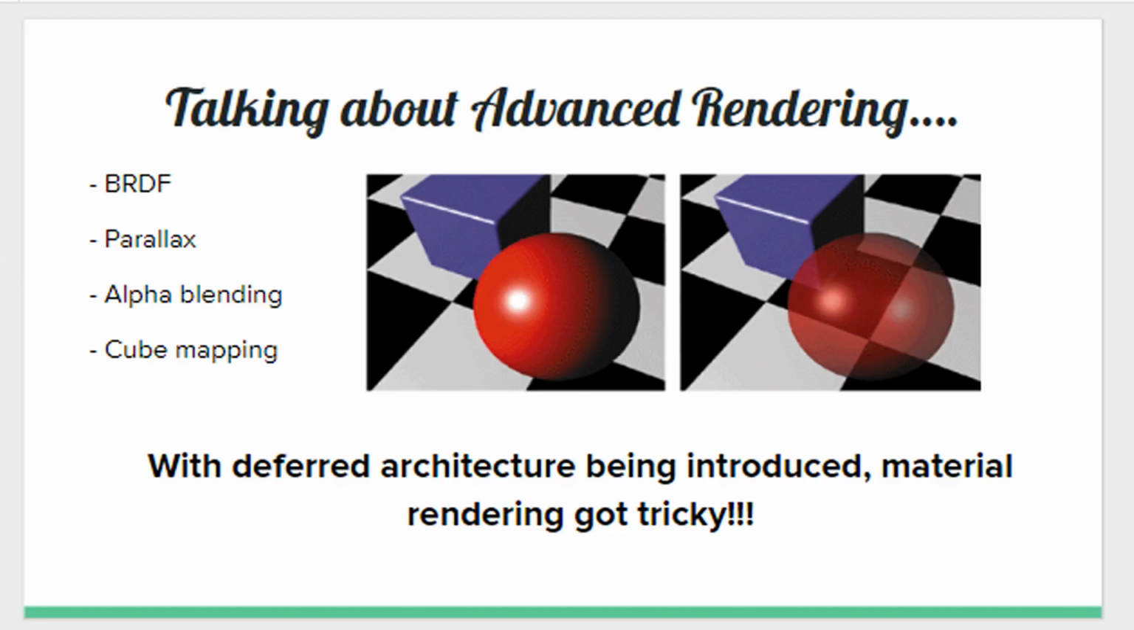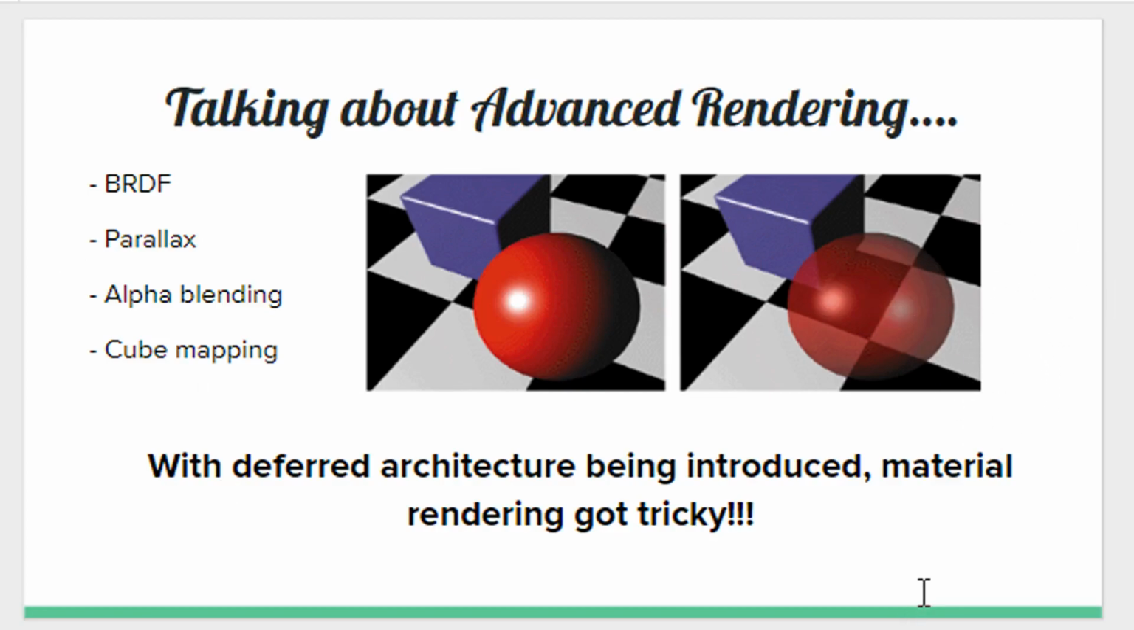Talking about advanced rendering, he talked about first the simple terms that we already started to get aware of, so using BRDF, parallax mapping, alpha blending, and cube mapping. And here I just have a little example of that.